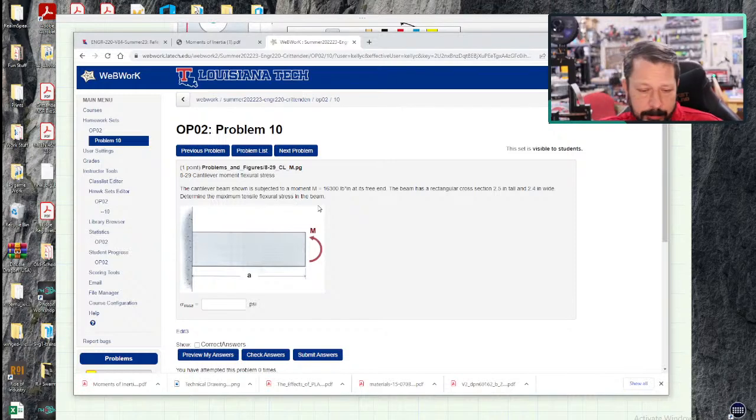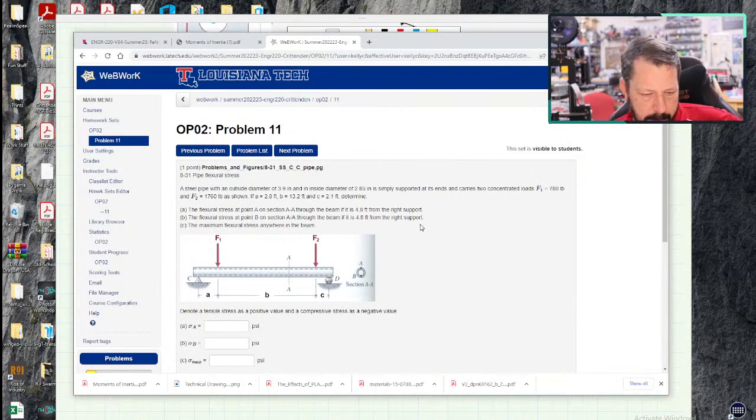This is probably a good one for you to just solve on your own. It is very straightforward. It is one of the ones where it's asking you for maximum tensile. In this case, it says it's a rectangular cross section, so the tension and compression maxes are the same number. Just one's positive, one's negative. But I think you could do that one on your own.